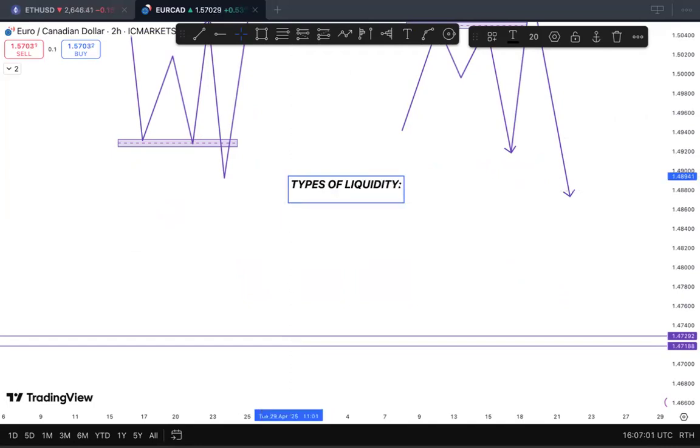So we have, number one, transactional liquidity. Number two, we have structural liquidity. And number three, we have inducement liquidity.